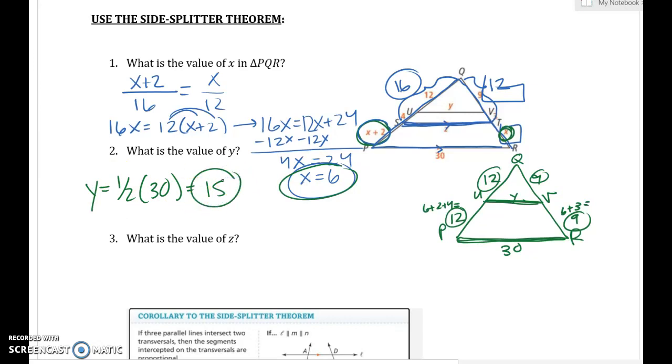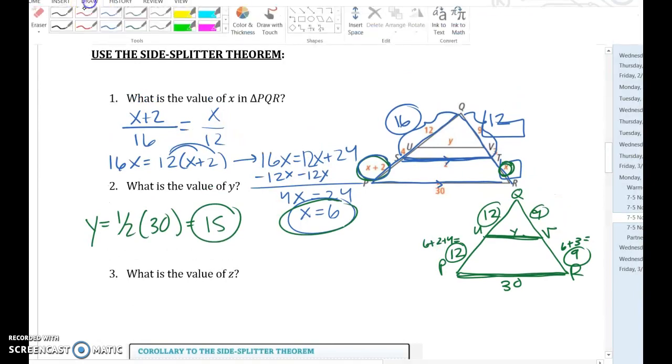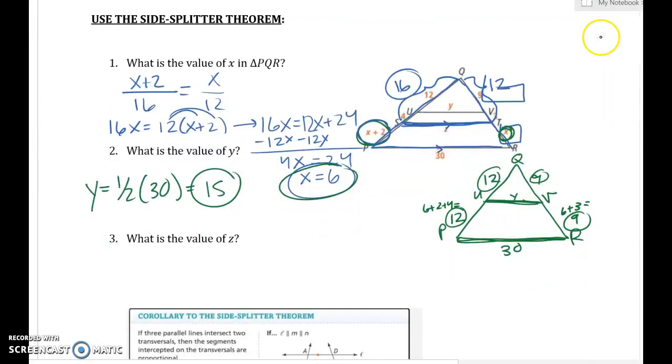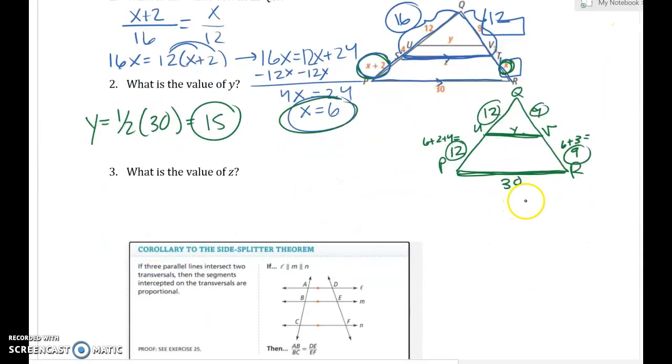Okay, one more with this triangle. Switch to red. So now, draw the big one again. P, Q, R, but we're looking for Z. So we'll draw ST again, and then these were parallel. And then this is 30. This is Z.